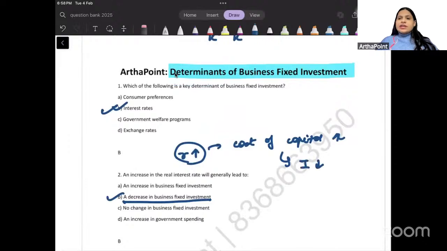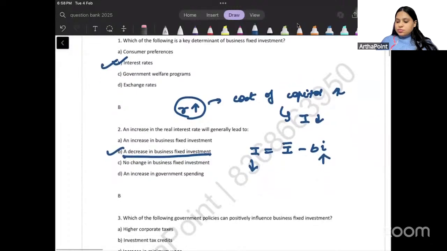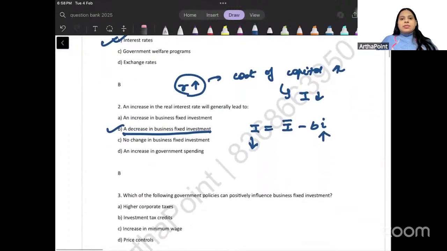So investment will decrease. We can also see this through our equation जो हम पढ़ते थे, I is equal to I bar minus bi. So when interest rate increases, investment should decrease. Right? Okay, go on to the next one. Tell me the answer to this one.